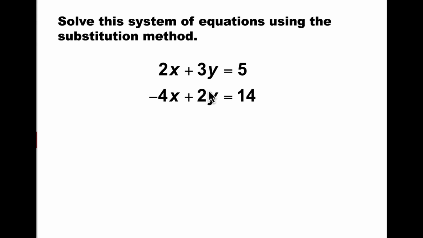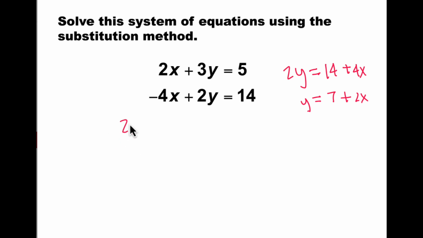So now look for coefficients that divide out easily. In this equation, all the coefficients are even, and we have an even number here, so let's solve for y. We get 2y equals 14, and we add 4x to both sides, so we get plus 4x. We divide both sides by 2 to get y is equal to 7 plus 2x. So we use this expression for y and plug it into this equation to solve for x.